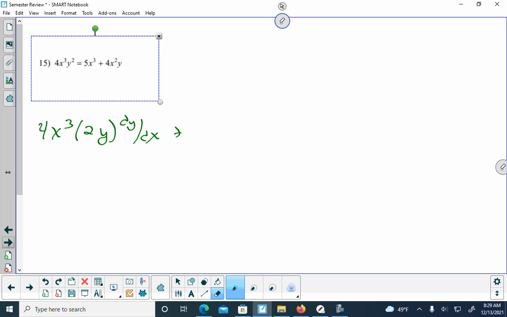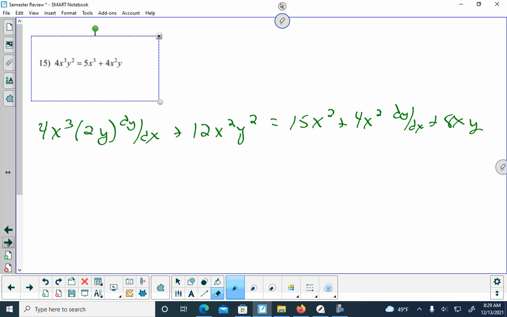Now I'm going to take the derivative of that 4x cubed, which will be 12x squared, and leave the y squared alone, is equal to 15x squared plus, using the product rule again, leave the 4x squared alone, take the derivative of y, just dy dx. Now take the derivative of 4x squared, which will be 8x, and leave the y alone. Okay, so I'm going to clean this up. This is going to be 8x cubed y dy dx. Everything else will stay the same.